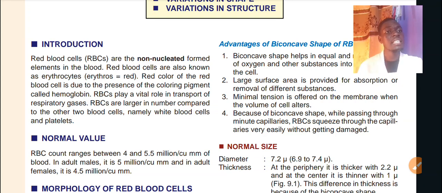Another advantage is that minimal tension is offered on the membrane when the volume of the cell alters. And because of the biconcave shape, the cell passes through the minute capillaries, squeezing through them without actually being damaged.